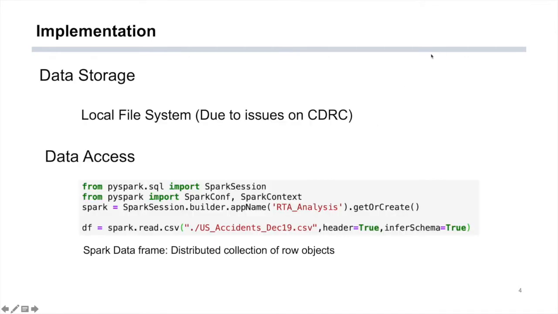The first stage is data storage. Due to issues on the CDRC cluster, we cannot use distributed nodes for HDFS to do Spark jobs, so we use the local file system to store the dataset. As for data access, we read the CSV file into a Spark DataFrame, which is a distributed collection of row objects.